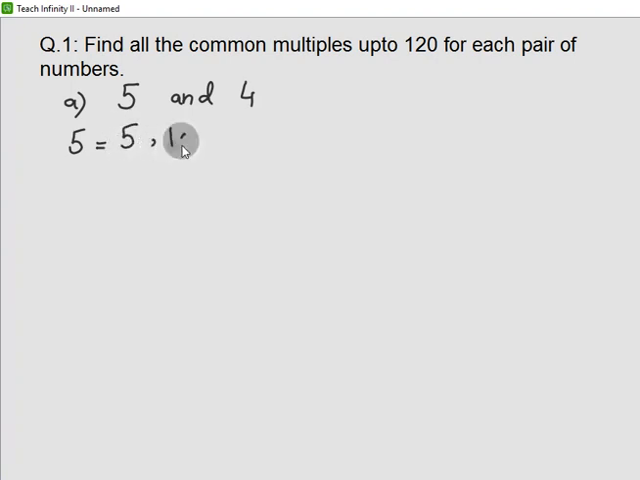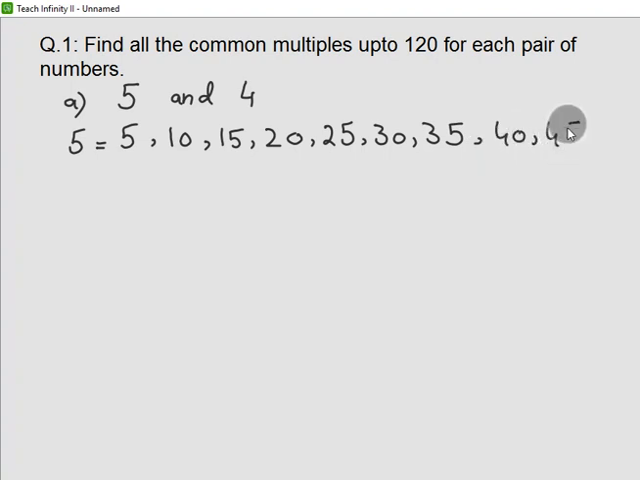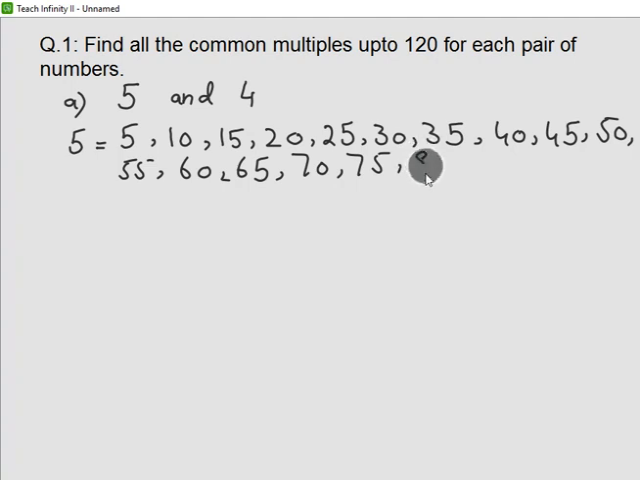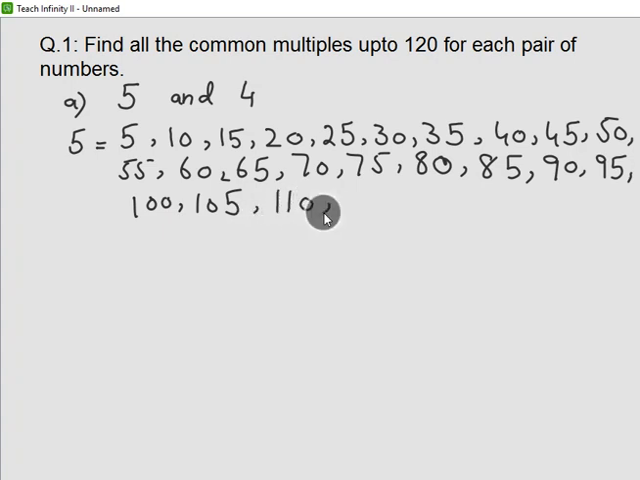5, 10, 15, 20, 25, 30, 35, 40, 45, 50, 55, 60, 65, 70, 75, 80, 85, 90, 95, 100, 105, 110, 115, and the last one is 120.